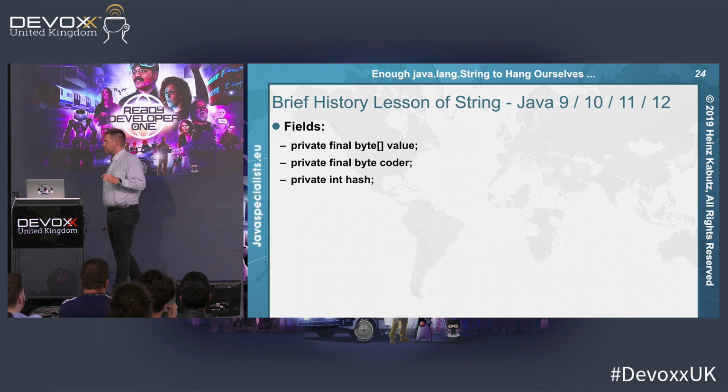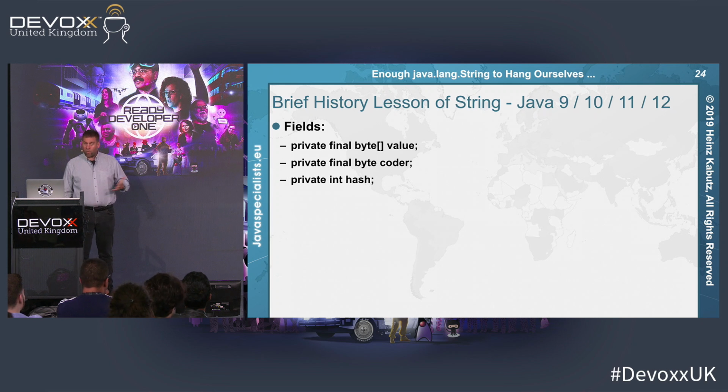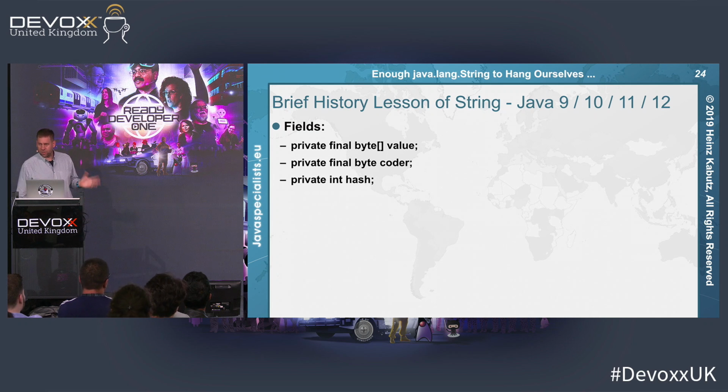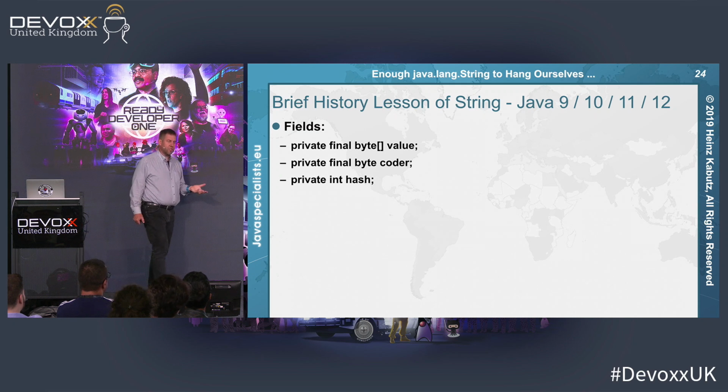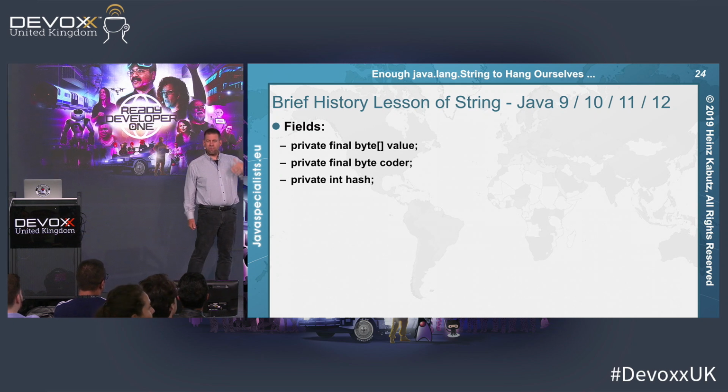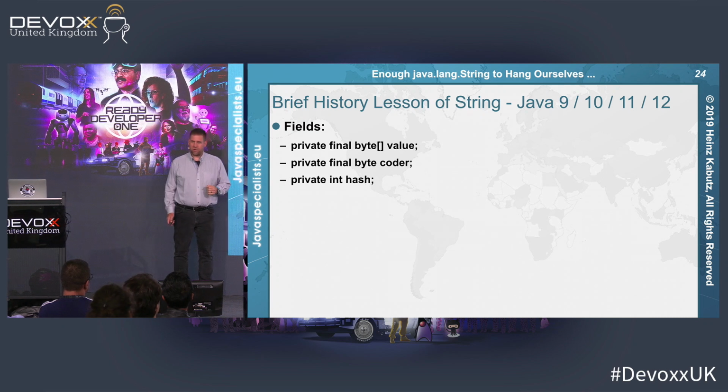So they store the strings inside byte arrays, always in byte arrays, and they've got a special coder byte that they use to say what the type actually is. And at the moment, it's either Latin 1 or UTF-16. That's your option. And the hash is also still inside there. So this means when you're doing a profile in Java 9 onwards, you have to look for byte arrays, not char arrays, if you're looking for strings.